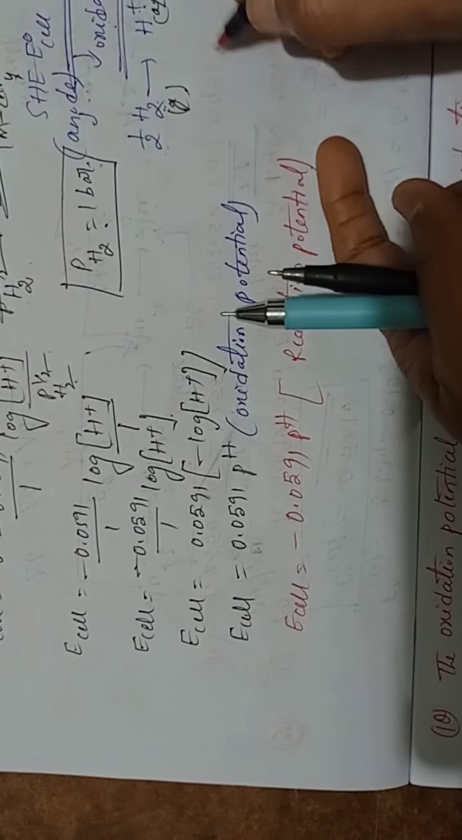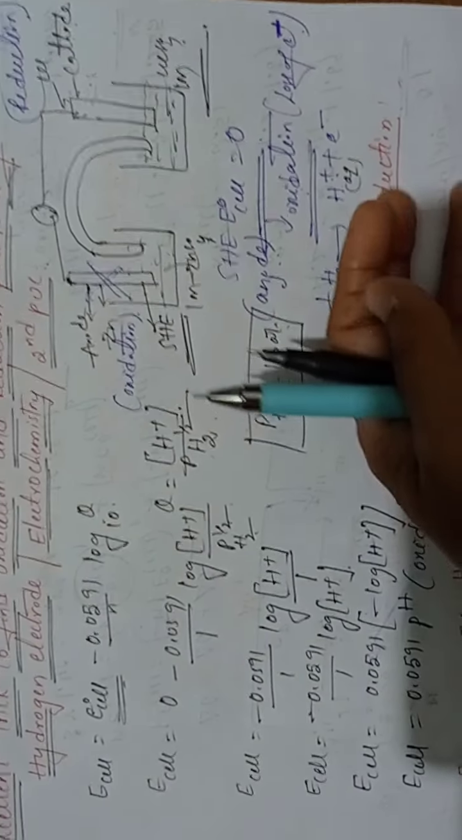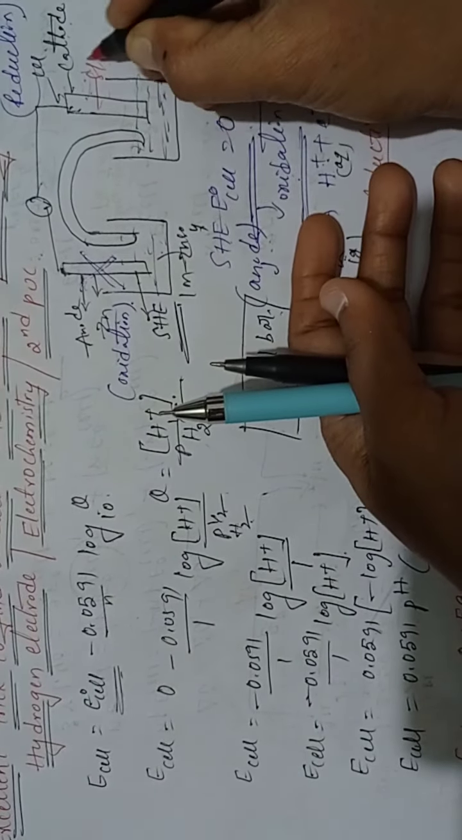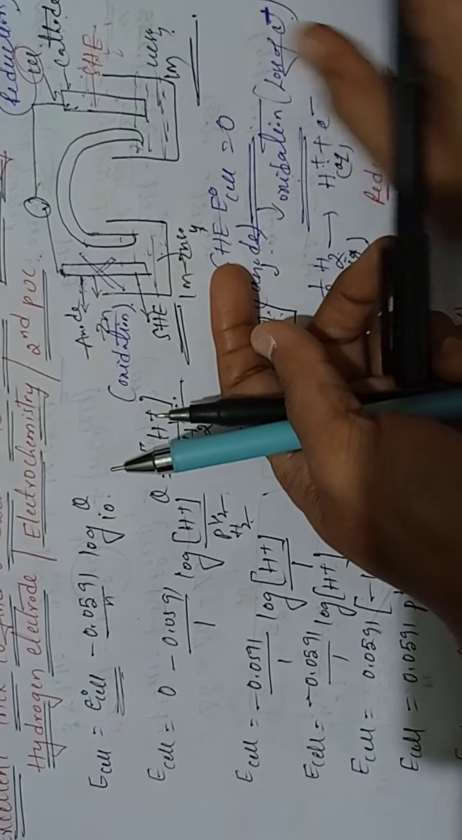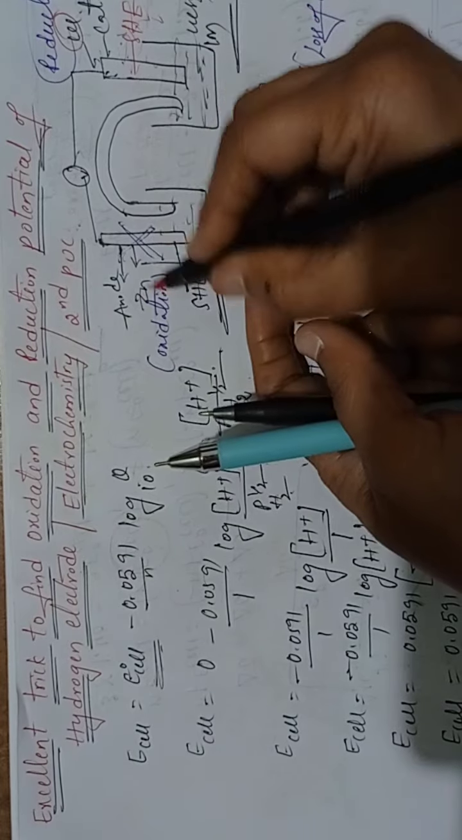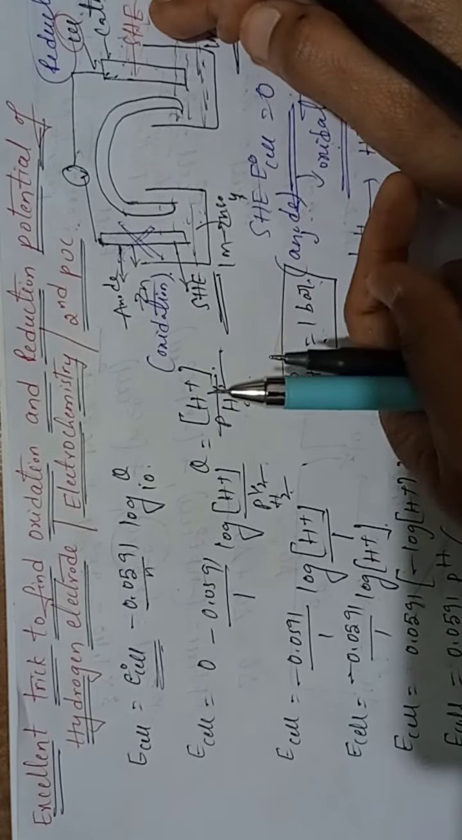So what is the reduction reaction here? For the reduction reaction, if the hydrogen electrode, SHE, is now acting as which one, students? It is acting as the cathode, not copper. Now it is acting as the cathode. Now zinc is acting as which one, students? Anode. Now it is acting as the anode, and SHE is acting as the cathode.